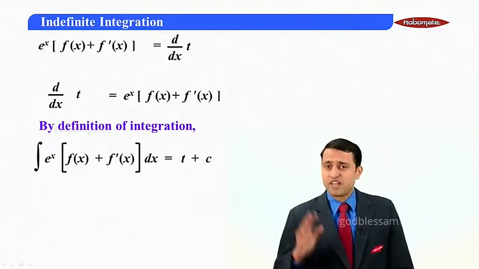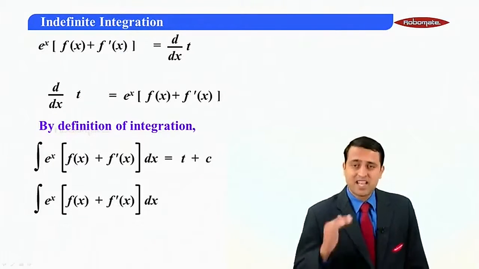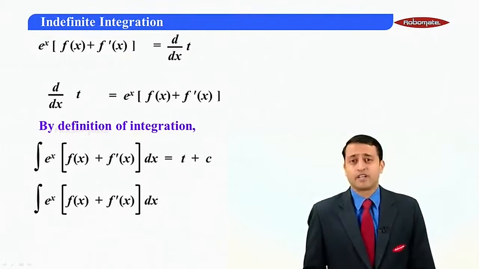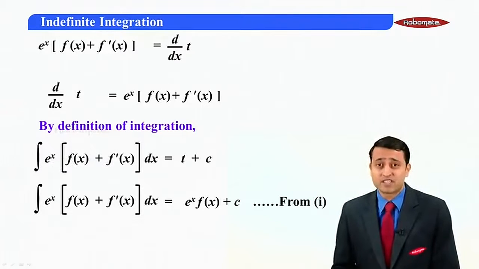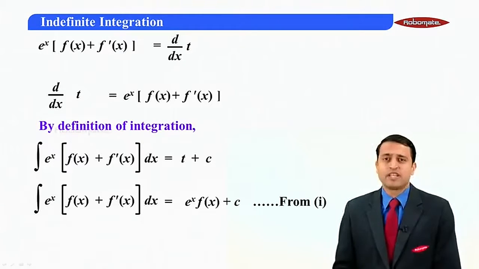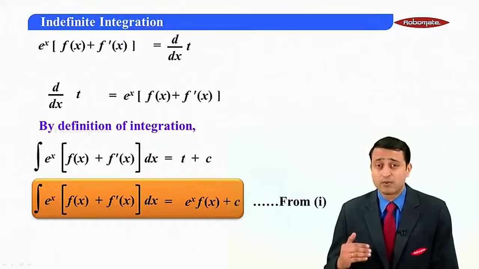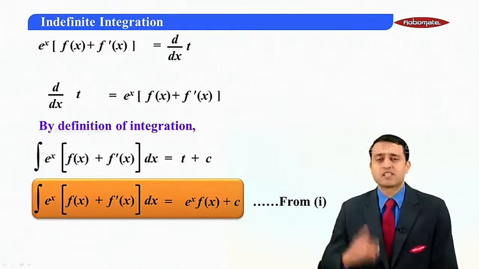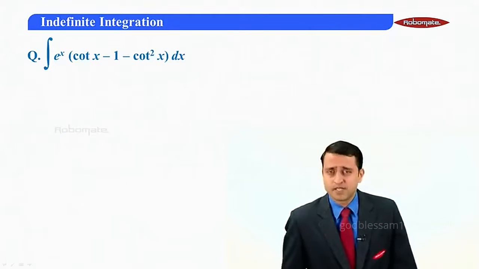Now my dear students, the left hand side is as desired in the proof, so we will keep it as it is. On the right hand side we don't require a t, but we know the value of t is nothing but e raised to x into f of x. Correct? Plus c was already there. This is our equation 1, our assumption which we started the proof with, and that's the result we had been asked to prove. Now let's take some examples based on this.